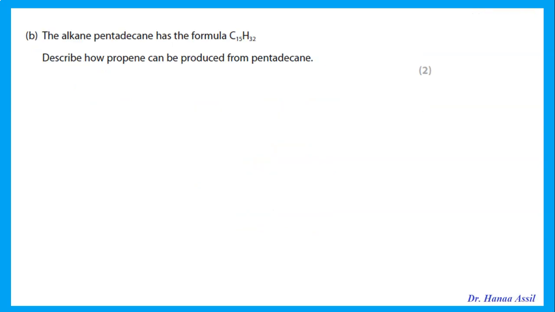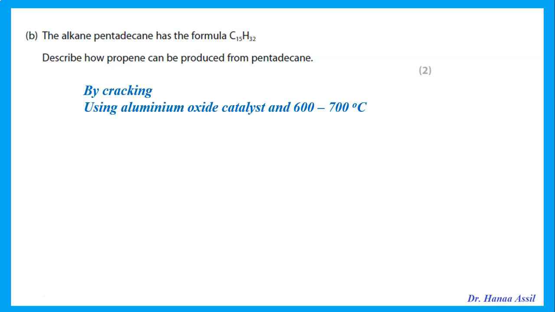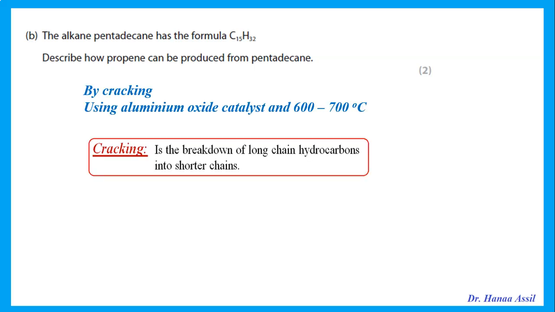The alkane pentadecane has this formula. Describe how propene can be produced from this long chain alkane. If we have a long chain alkane, so this is something that has 15 carbons, how do I get shorter chains? You should know that breakdown of long chain hydrocarbons into shorter chain, this is what we call cracking. Cracking is the breakdown of long chain hydrocarbons into shorter chain.